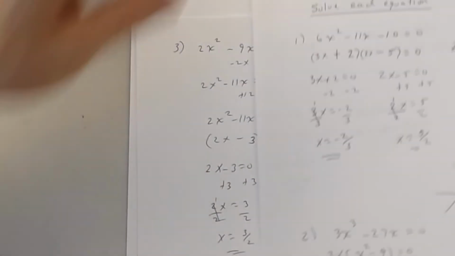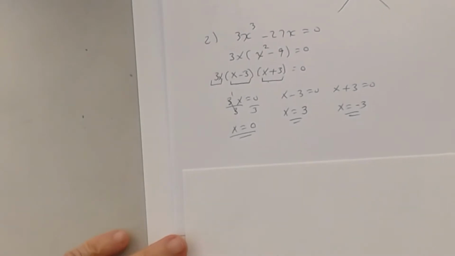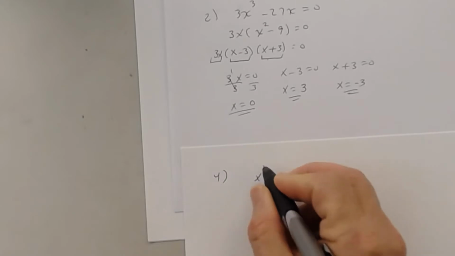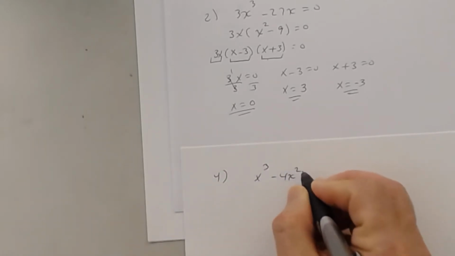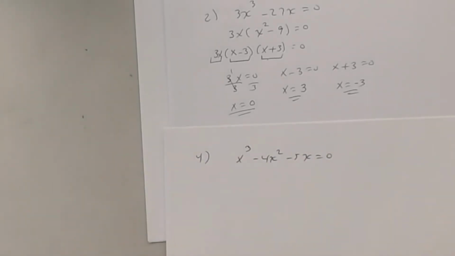Suppose in number 4, I had this. We had x cubed minus 4x squared minus 5x equals 0. Now again, notice this is not quadratic. It is cubic. But you still have enough information from what we've learned to be able to solve this equation. What's the first thing you're going to do? GCF. You're going to try solving this by factoring.